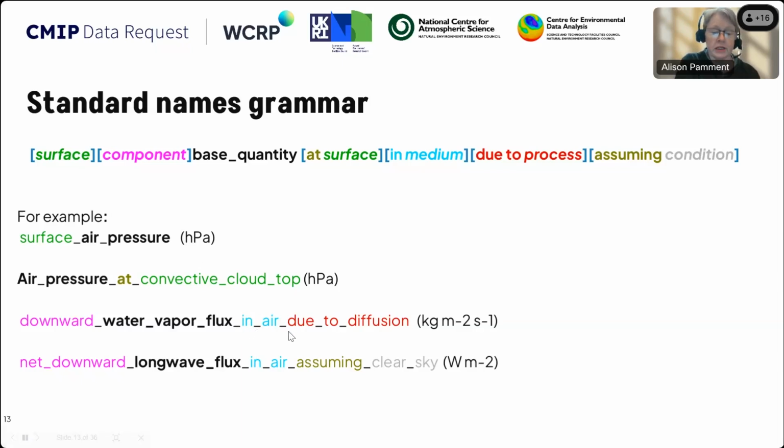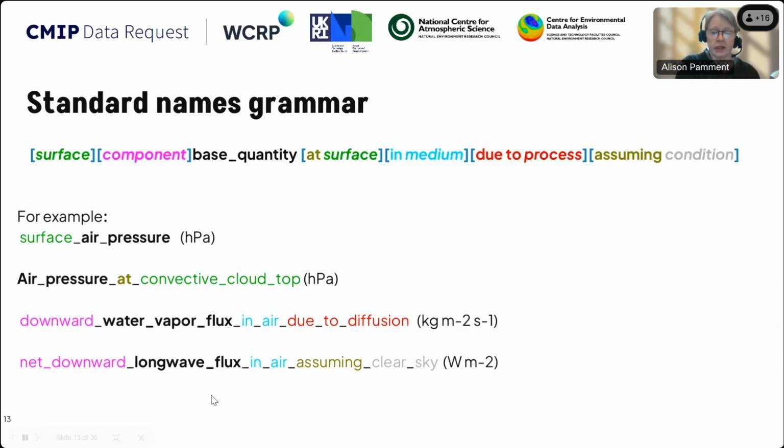And then you can also, because it's model data, and you might want to look at the contributions to a total flux from different model parameterizations, you can add a process description. So we can say something like due to diffusion, or it could be, I don't know, due to boundary layer mixing. Quite a lot of these processes have already been defined if you look at existing standard names. But that's a way of describing it if you're interested in studying particular processes due to particular parameterizations in your model.